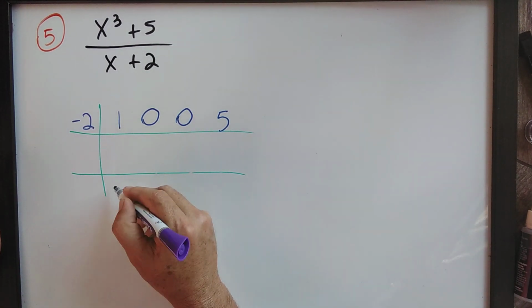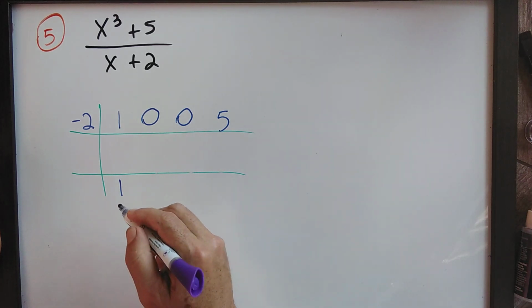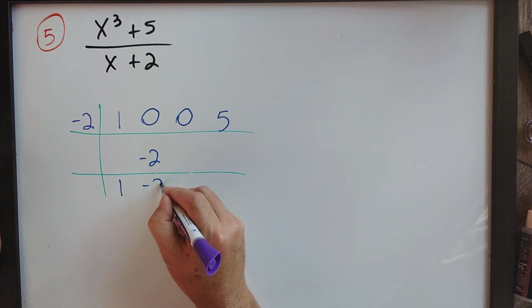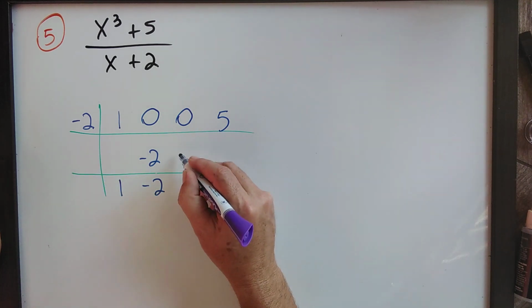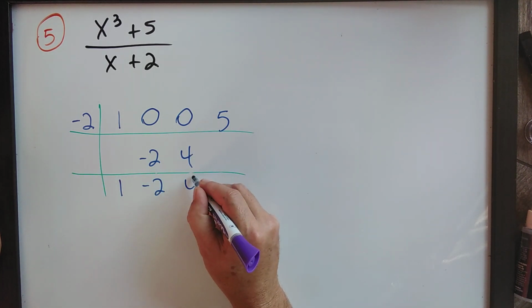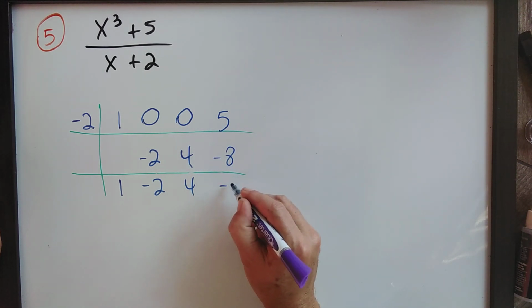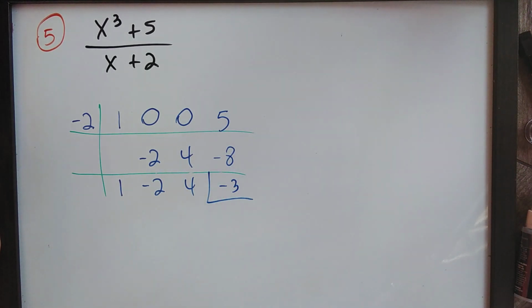Okay, so the 1 goes all the way down here. 1 times -2 is -2. 0 minus 2 is -2. -2 times -2 is +4. 0 plus 4 is 4. 4 times -2 is -8. 5 minus 8 is -3. That's my remainder. How do you write this down as an answer?